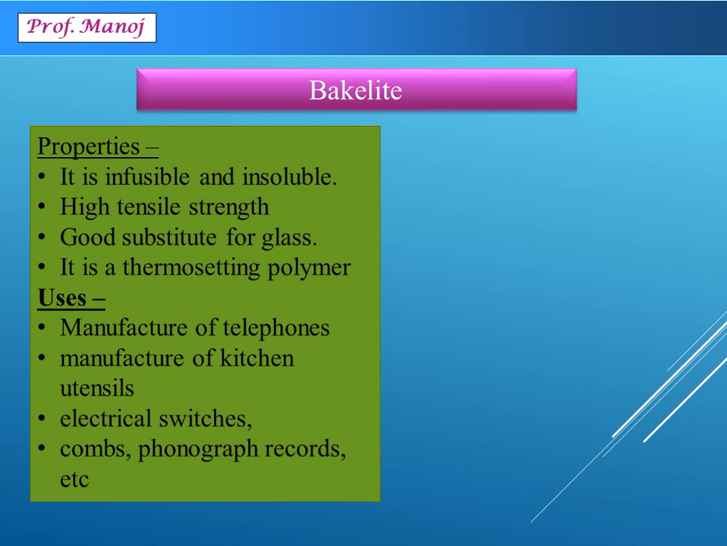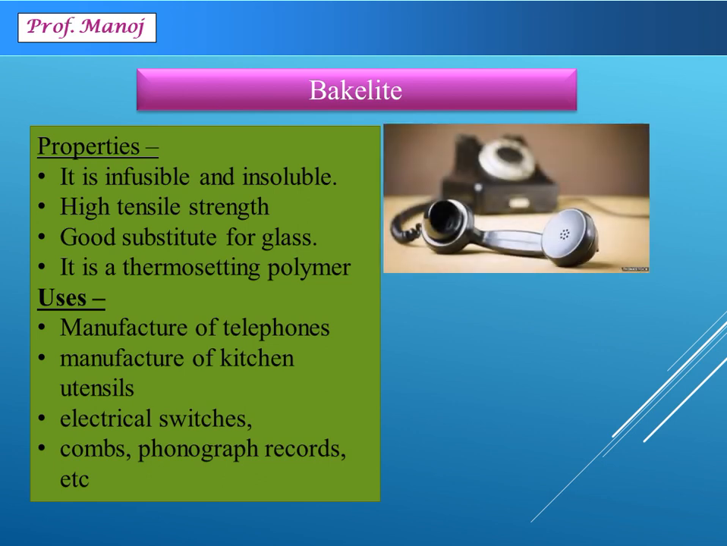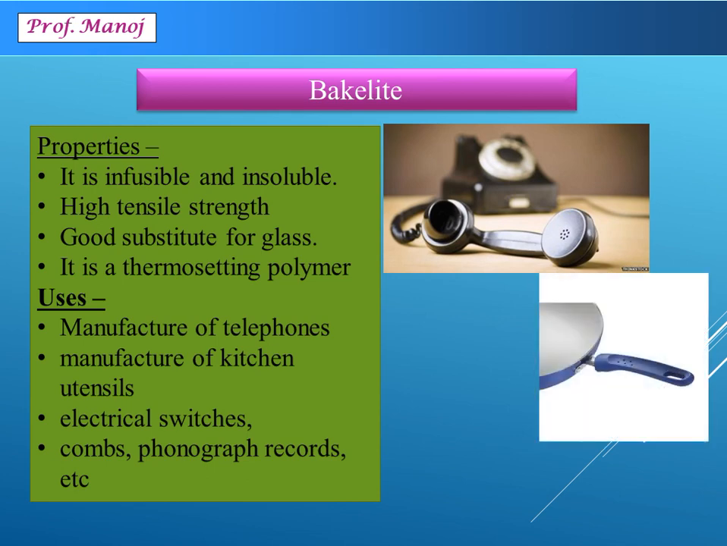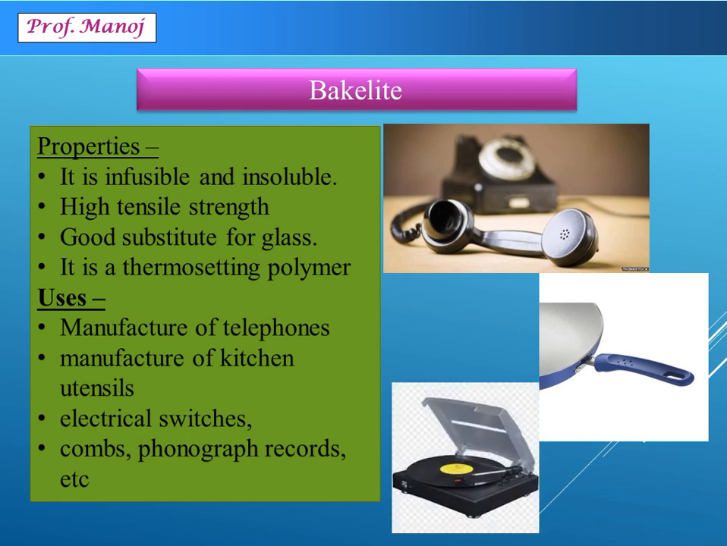Bakelite is an infusible and insoluble polymer. Infusible, that means it cannot melt easily. It has a tremendously high tensile strength and it was used as a great substitute for glass. It is a thermosetting polymer. That means we can give the shape of the polymer only when it is manufactured. It has several uses. It is used in the manufacture of telephones, used in the manufacture of kitchen utensils like handles of the fry pans and all, electrical switches, combs, and even old world's phonograph records.